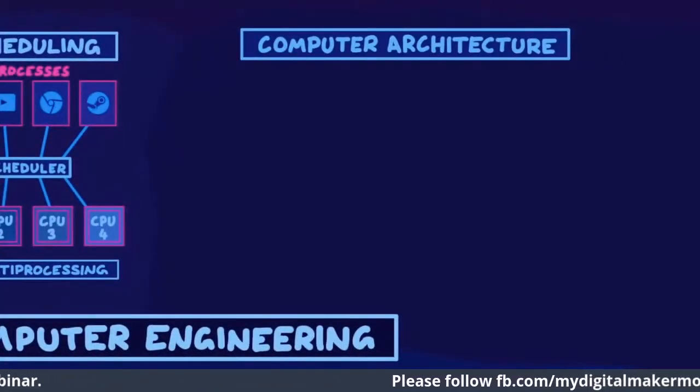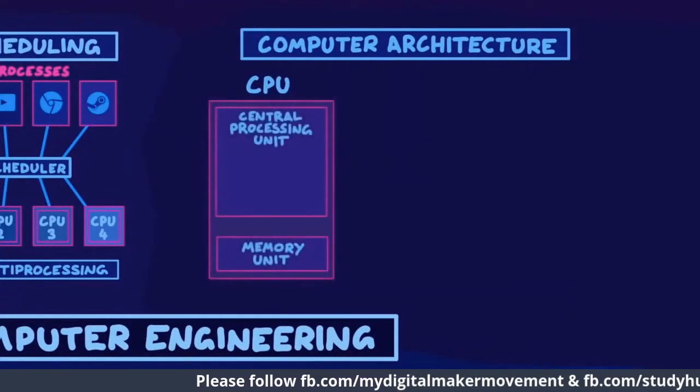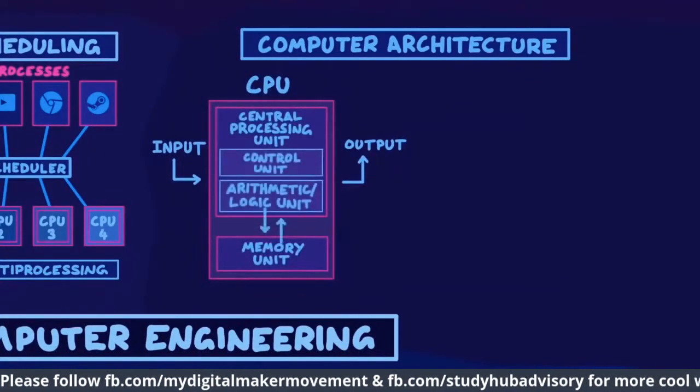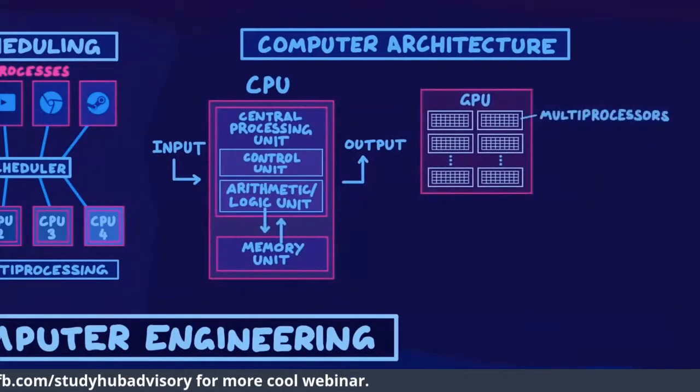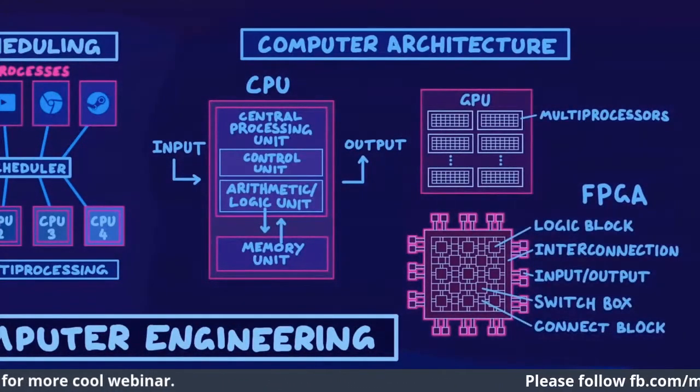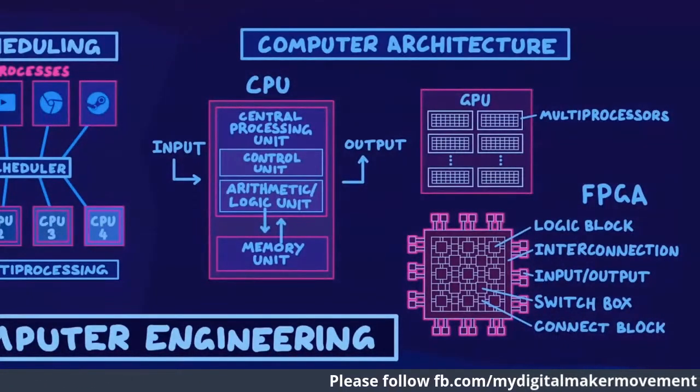Computer architecture is how a processor is designed to perform tasks, and different architectures are good at different things. CPUs are general purpose, GPUs are optimized for graphics, and FPGAs can be programmed to be very fast at a very narrow range of tasks.